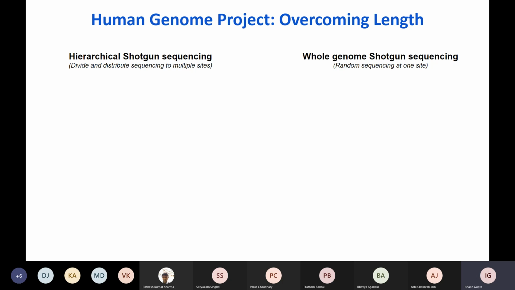And the other question in terms of hierarchical shotgun sequencing is how do you actually divide the genome? Is there some way to divide the human genome in a way that you can keep track of it? Can somebody think about it?